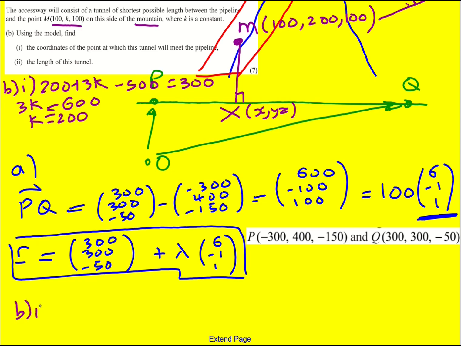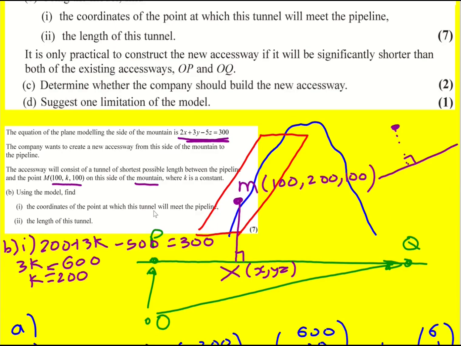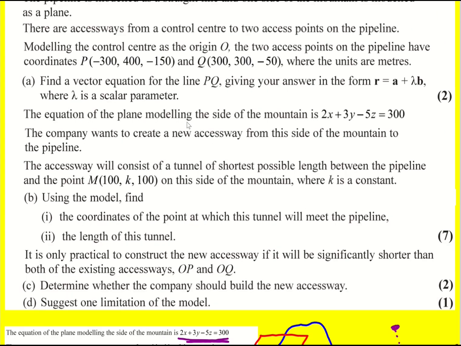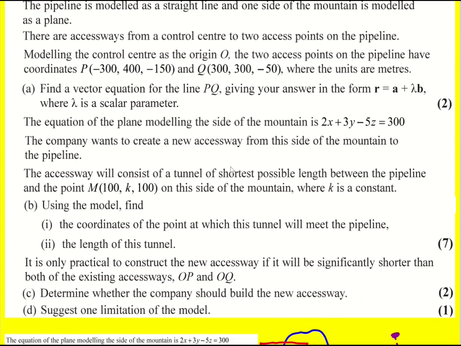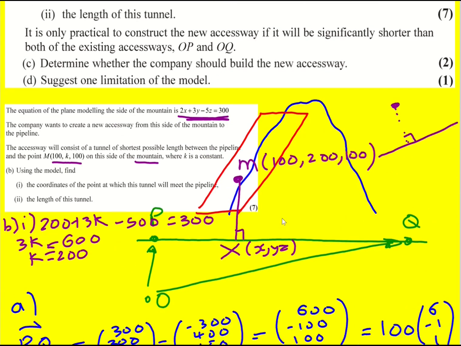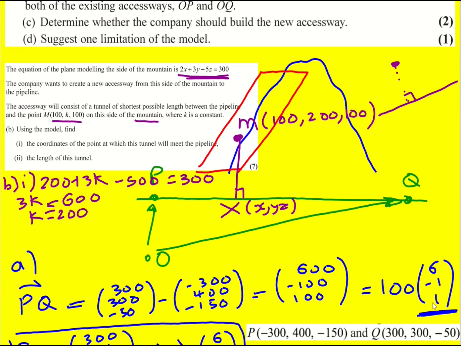So this is B part 1 continued. Before I carry on, I just want to backtrack and make sure you're happy with everything. It's pretty standard finding the vector equation of the line. You get onto the line, use a direction vector. I just happen to simplify it and write it as (6, -1, 1) as my direction vector. All good there, I hope.